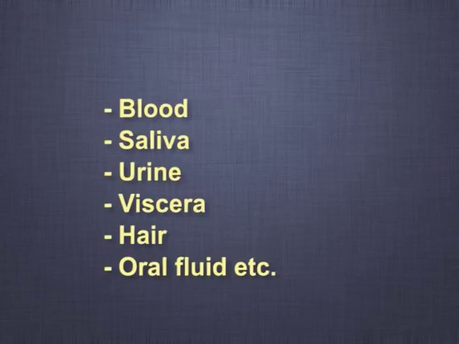Advantages and disadvantages of common analytical samples. So my dear students, today we will be discussing the advantages and disadvantages of common analytical samples in the field of forensic toxicology. Common analytical samples in forensic toxicology include blood, saliva, urine, viscera, hair and oral fluids. We start one by one.